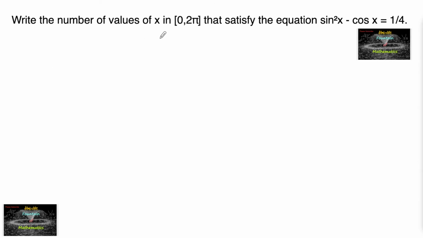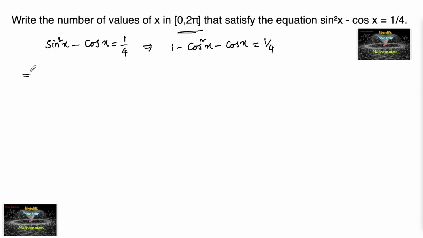Write the number of values of x in 0 to 2 pi that satisfy the equation sin square x minus cos x is equal to 1 upon 4. Sin square x we can also write as 1 minus cos square x, minus cos x is equal to 1 upon 4, or we can write this as cos square x plus cos x plus 1 by 4 minus 1 equals to 0.